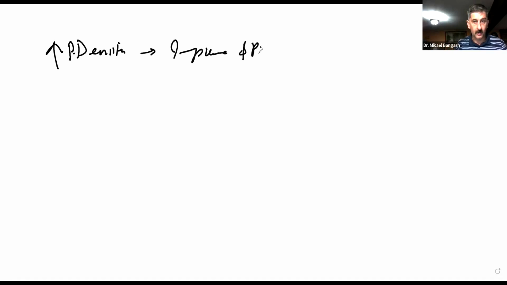Now, if we increase the pixel density, what happens to a digital image when the pixel density increases? Clear? We can say that it's going to improve the spatial resolution. Clear? Please, ladies, the increase in pixel density is not going to improve your contrast resolution.